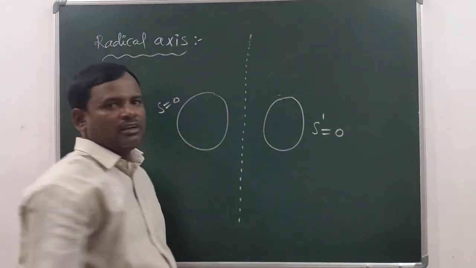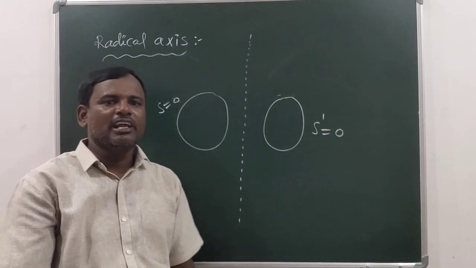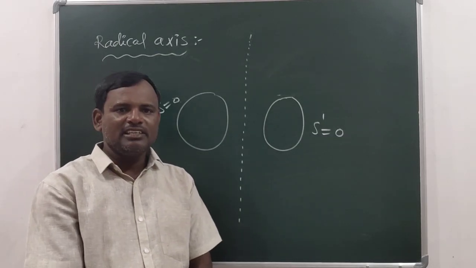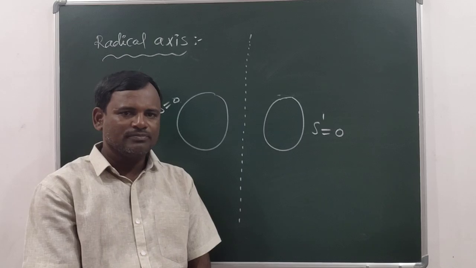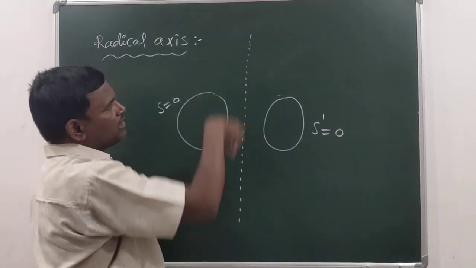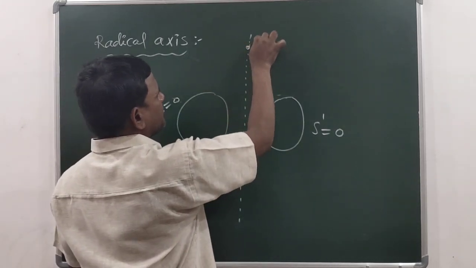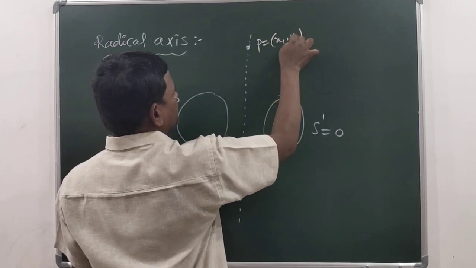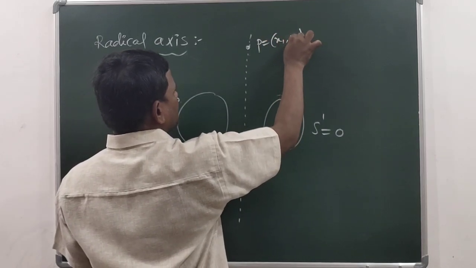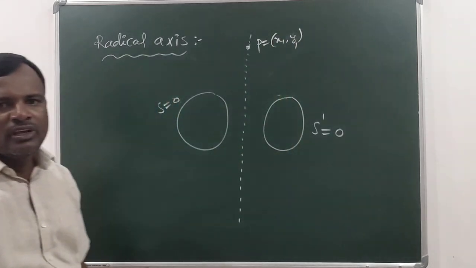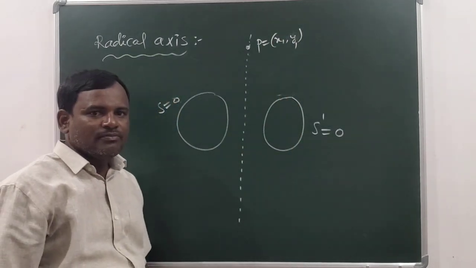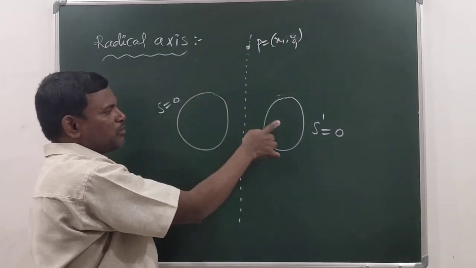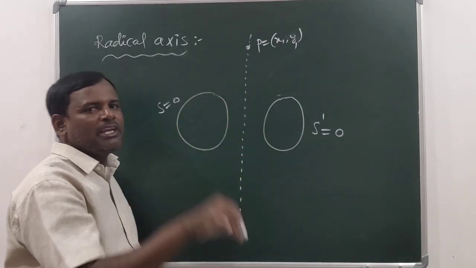See the definition of radical axis. This radical axis is one kind of locus. So from this locus, if you take any point, let us take x1, y1, and measure the powers of this point with respect to these two circles, which will be equal?